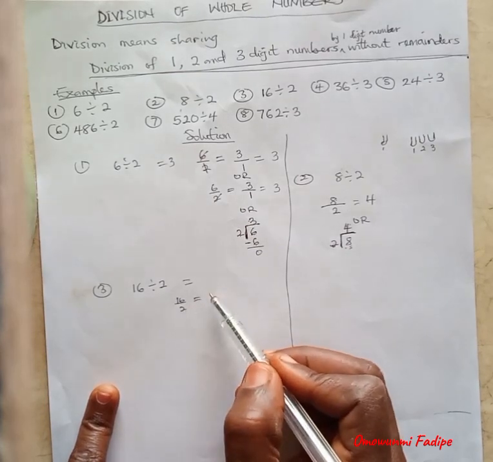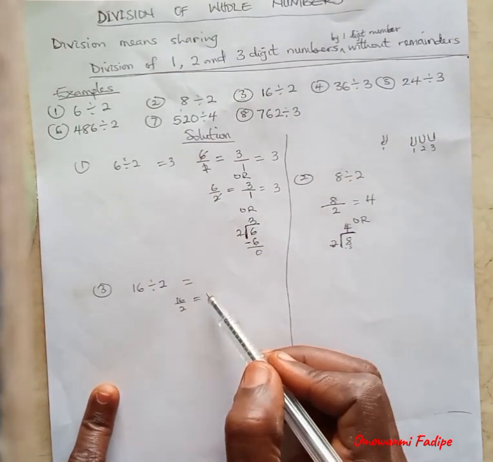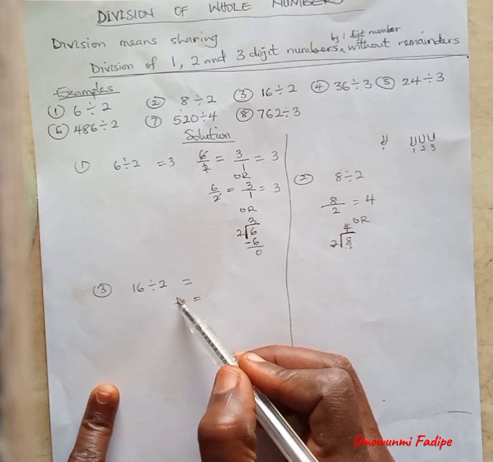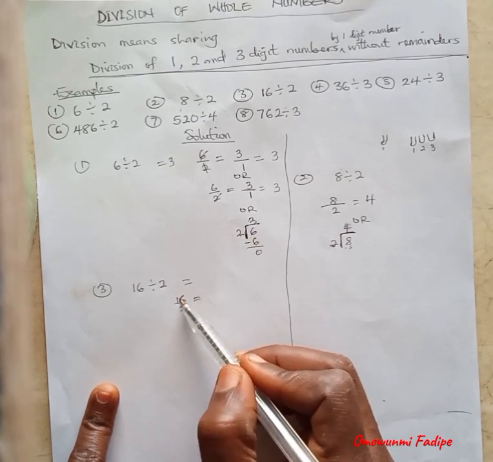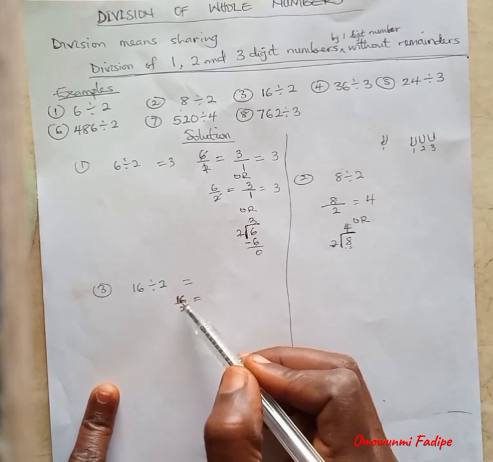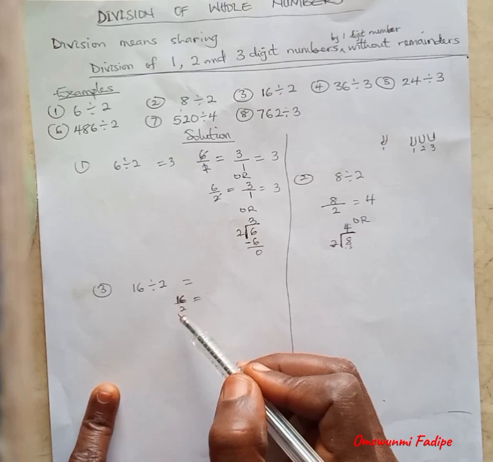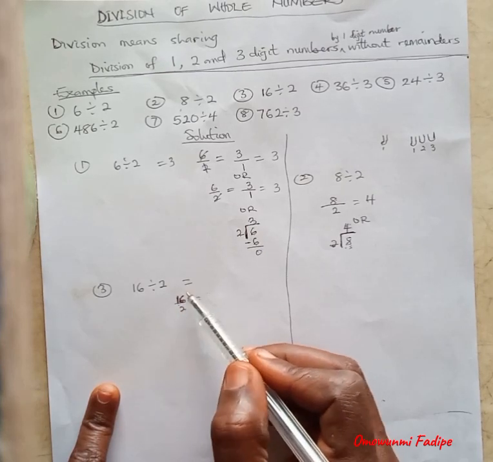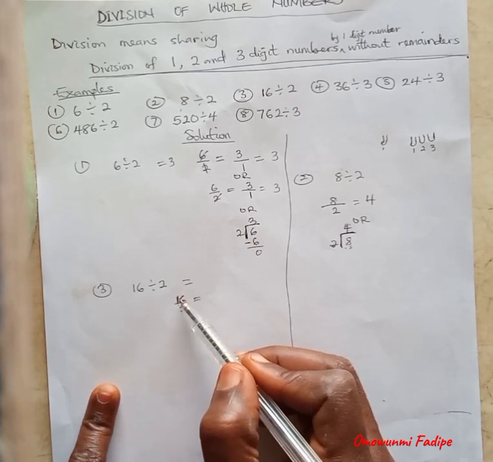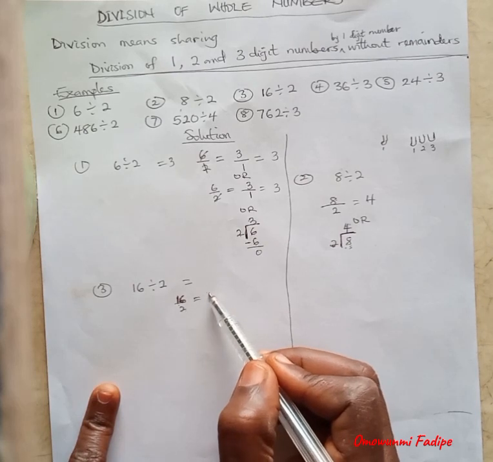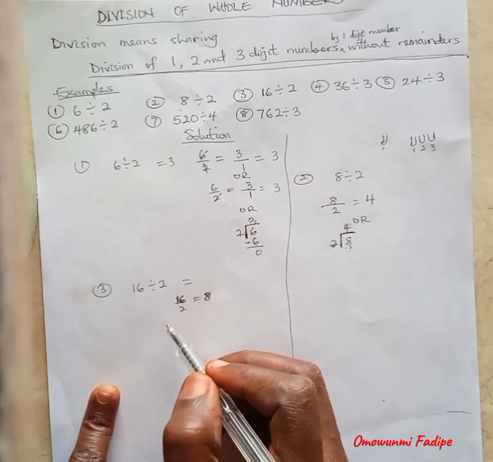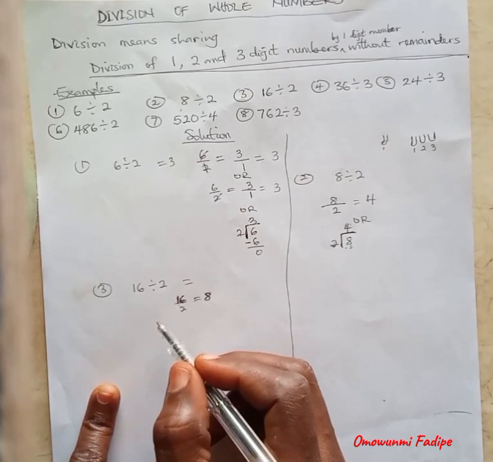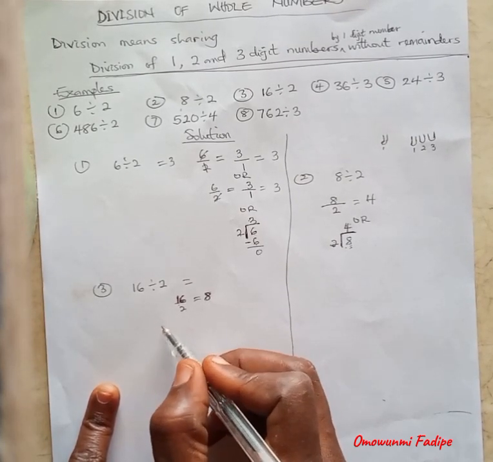2 times 1, 2. 2 times 2, 4. No, this is not 16. 2 times 3 is 6. 2 times 4, 8. No. 2 times 5, 10. 2 times 6, 12. 2 times 7, 14. 2 times 8, 16. The one that gives me 16 is my answer, and that's 2 times 8. You do it the same way for the long division method.